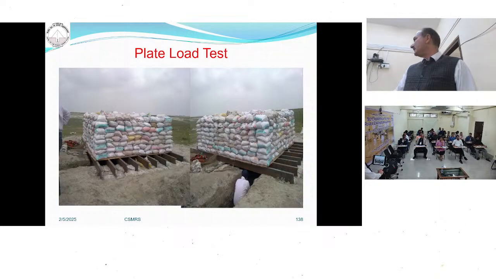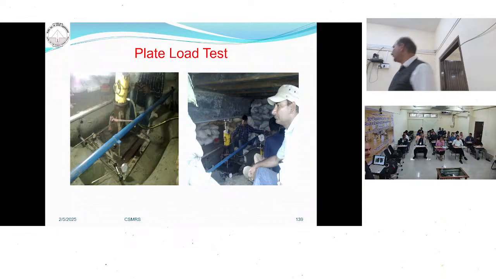So this is the picture of gravity loading. The plates are there and the dial gauges are there to measure settlement. This is the bar and the jack. The pressure is measured with the dial gauge. This is the actual picture of the PLT test.